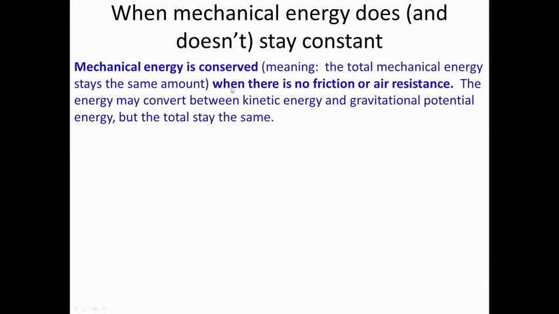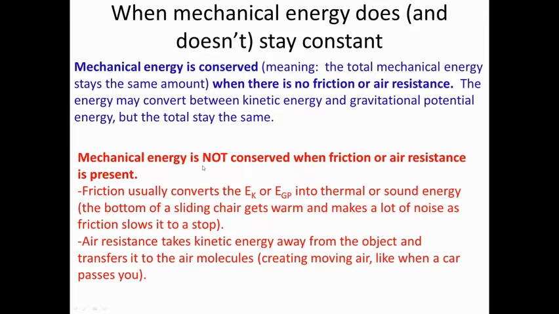Mechanical energy is conserved when there's no friction or air resistance. The energy goes back and forth between, for example, kinetic and gravitational, but if you add them up, they add up to be the same total mechanical energy. But it's not conserved when there is friction or air resistance. So if there's friction, usually the friction converts the kinetic energy and the gravitational potential energy into thermal or sound energy.